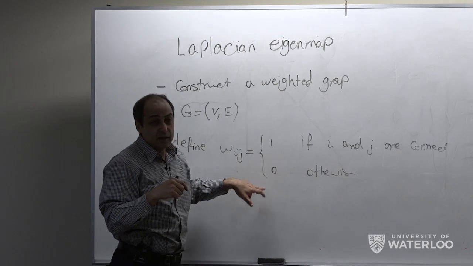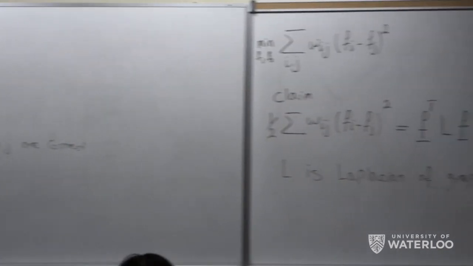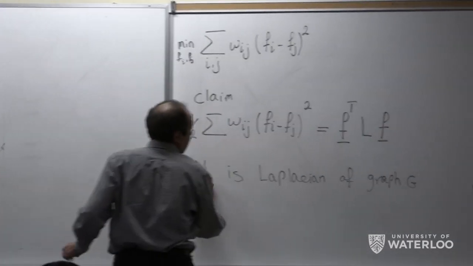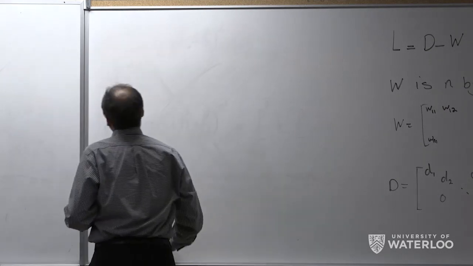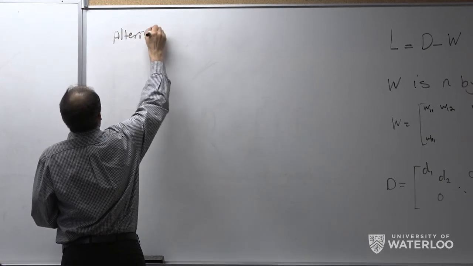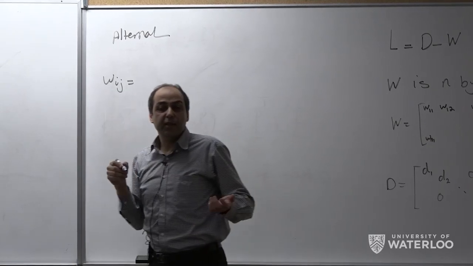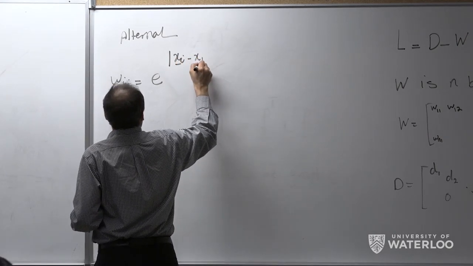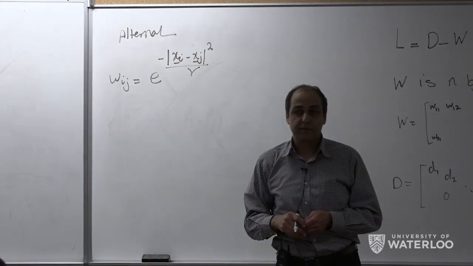So alternatively, this W can capture similarity between points. So basically, this W could be anything. But that's the most common one. So as an alternative, Wij could be a measure of similarity between points. For example, it could be e to the power of minus xi minus xj squared divided by some gamma, which is a measure of similarity.